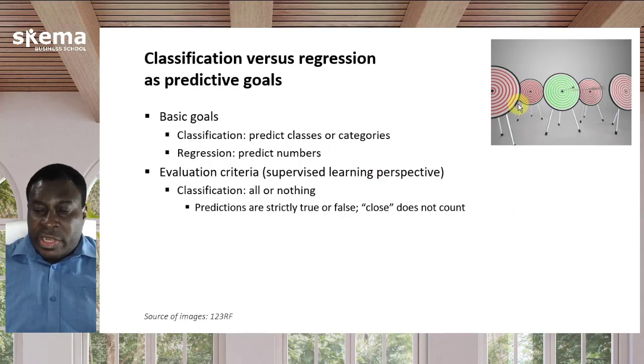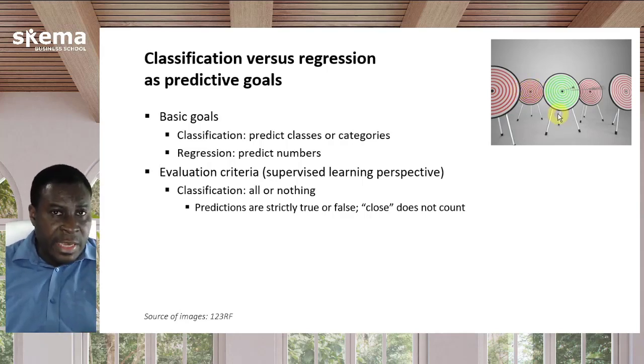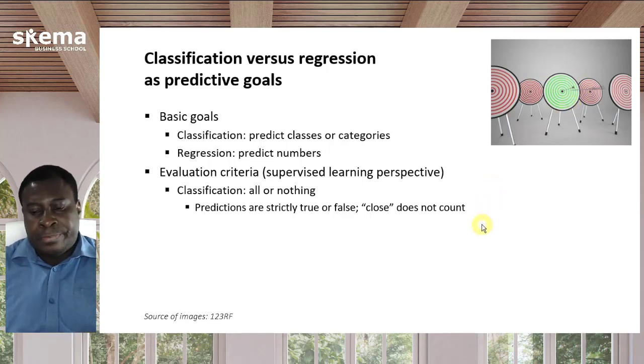So this illustration here kind of shows this point. If you're shooting targets, here what you have is either you hit or you miss. It doesn't really care that much how close the hit is, but if it hits one of the red ones, it's a miss. If it hits the green one, it's a hit. And that's like classification. It's not a matter of closeness or not, it's a black or white scenario. If it's a category you hit that you wanted, it's true. If it's not a category you wanted, it's false. Close doesn't count.